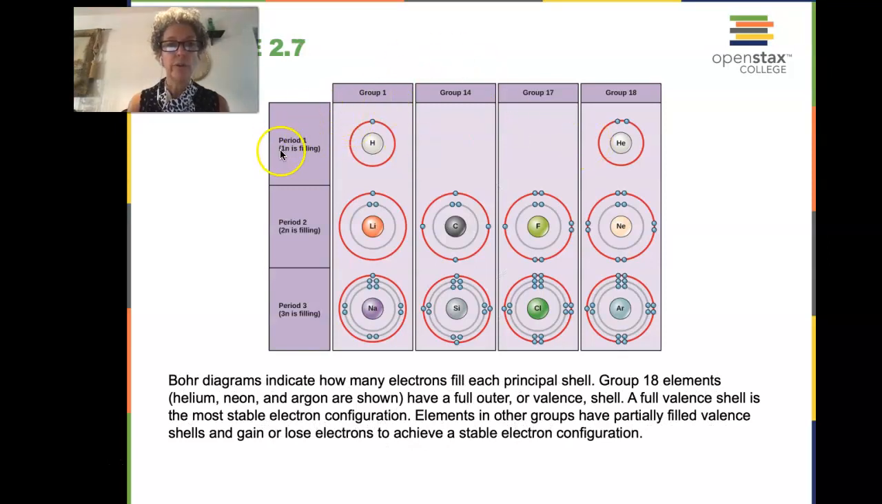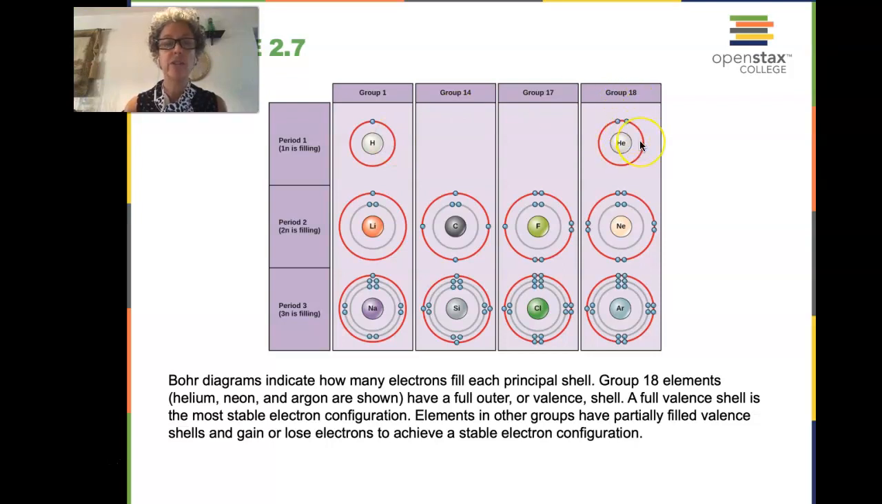So there's period 1, and we've got the first shell, where hydrogen just has 1 electron. The atomic number of hydrogen is 1, so it has 1 proton. Because it has 1 proton, it also has 1 electron, and because its mass number is 1, there are no neutrons. You don't have to have neutrons. They contribute to mass, but they are not necessary for the functioning of the atom.